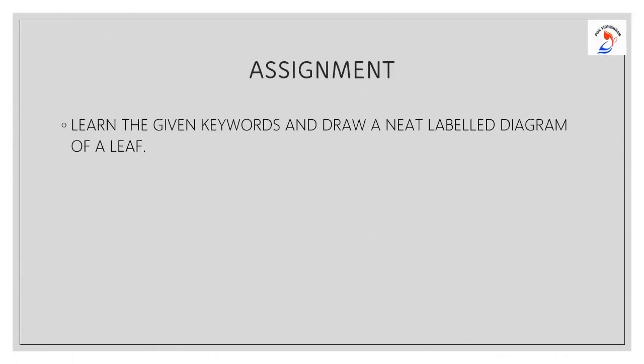So, children, we have come to the end of the module. What did we learn in this module? We learnt about the leaves and their functions. So here is a simple assignment for you to work out. Learn the given keywords and draw a neat labeled diagram of a leaf. Don't forget to label the parts: leaf blade, midrib and the petiole.